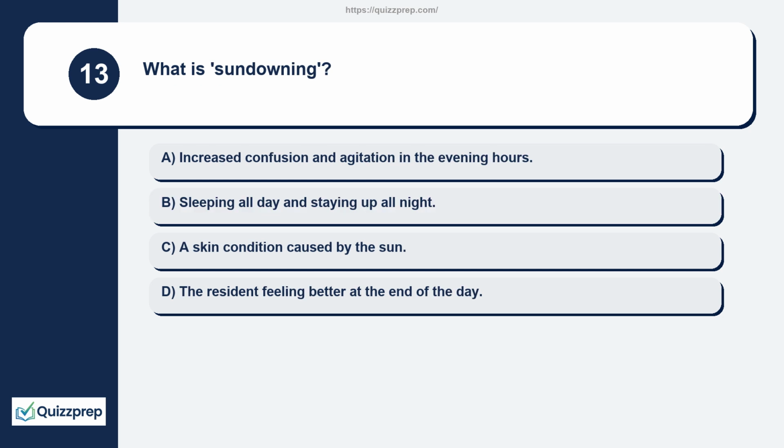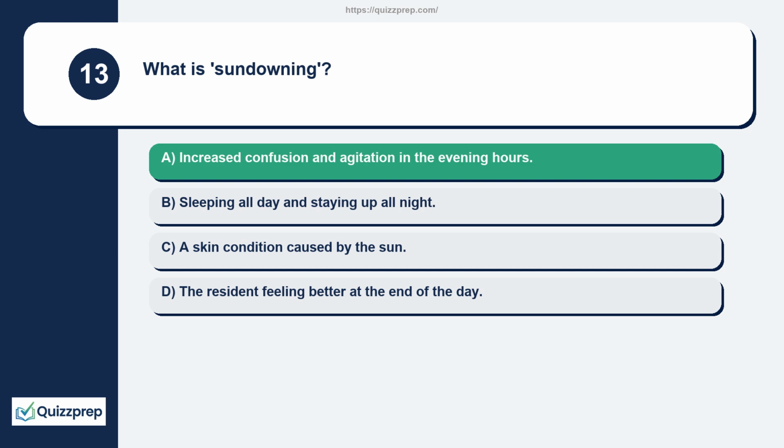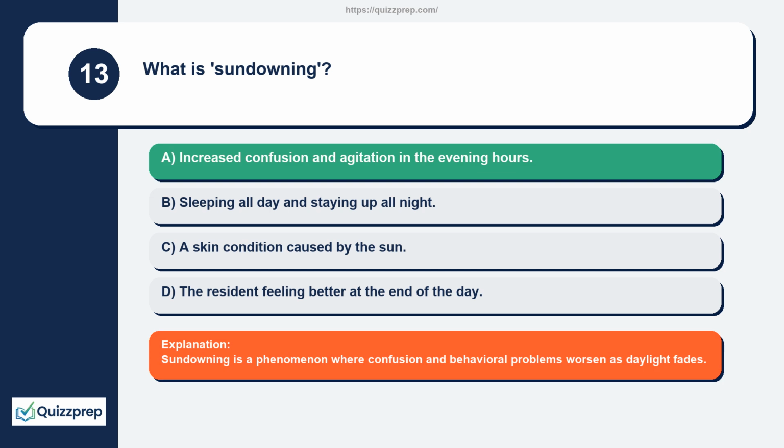Question 13. What is sundowning? Increased confusion and agitation in the evening hours, sleeping all day and staying up all night. A skin condition caused by the sun. The resident feeling better at the end of the day. Sundowning is a phenomenon where confusion and behavioral problems worsen as daylight fades.